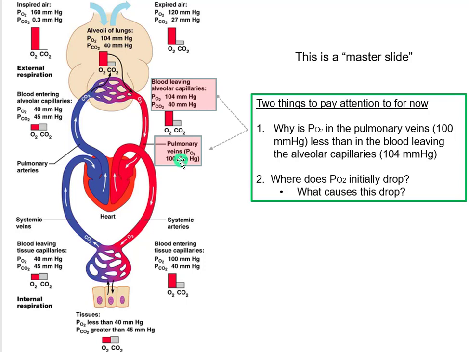Now, once we have the PO2 of the blood in the pulmonary veins at 100, here's my question. My question is, what is the PO2 of the blood within the left atrium? It's not labeled, but pause the video and think it through.